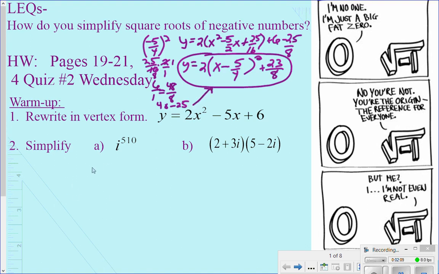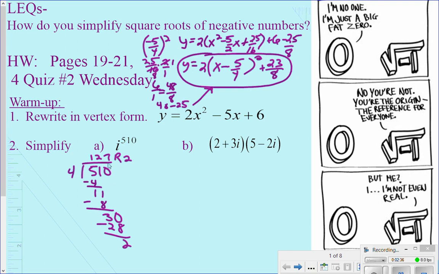Next, 510 is the exponent, which I have to divide by 4, remember, because I'm trying to figure out which of the 4 options this is going to be. So 4 goes into 5 one time. Subtract gives me 1, bring down the 1. 4 times 2 is 8. Subtract gives me 3, bring down the 0. 7 times 4 is 28. Subtract gives me a remainder of 2. So the remainder is 2.